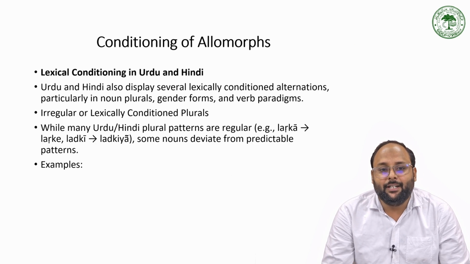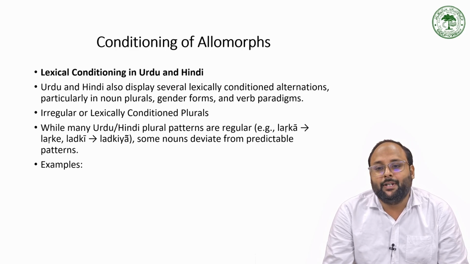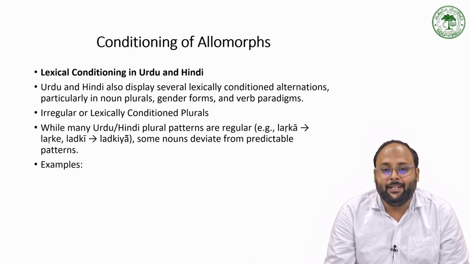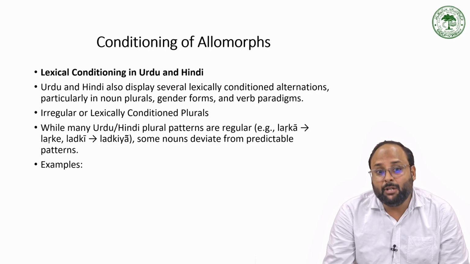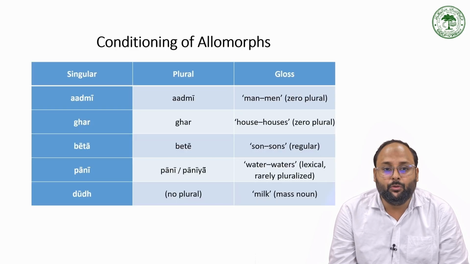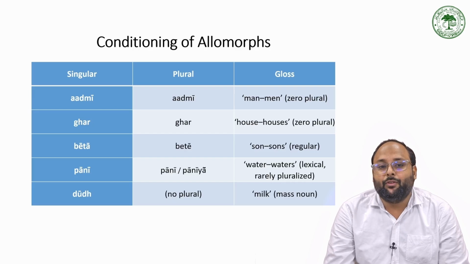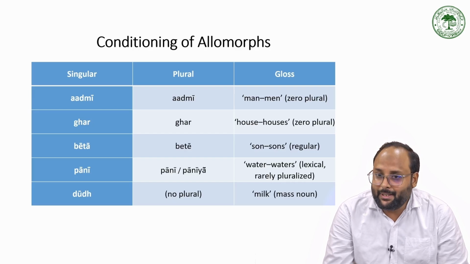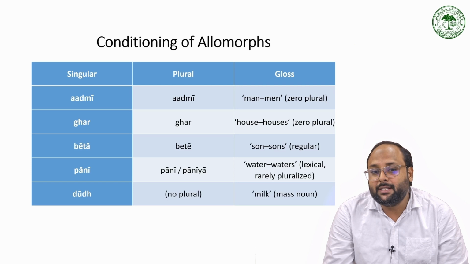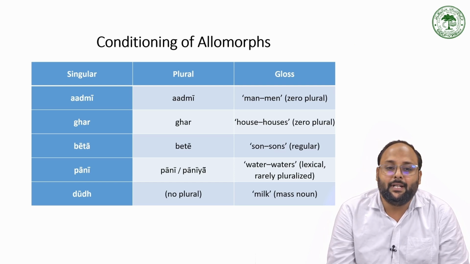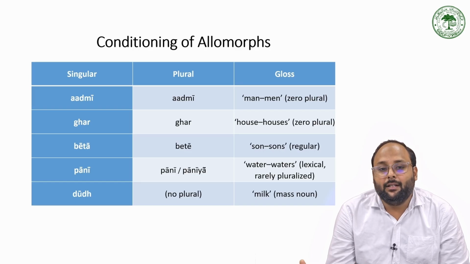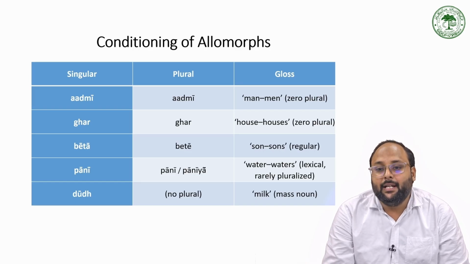Some examples of lexical conditioning in Urdu also. When you make the plural of ladka into ladke, ladki into ladkiyan, it follows a predictable, regular pattern to make it plural. But in some examples of Hindi Urdu, like when you make the plural of admi, it is admi with a zero marker, so it remains ghar. It does not change its form. So these are irregular forms, and they can be considered lexical conditioning.